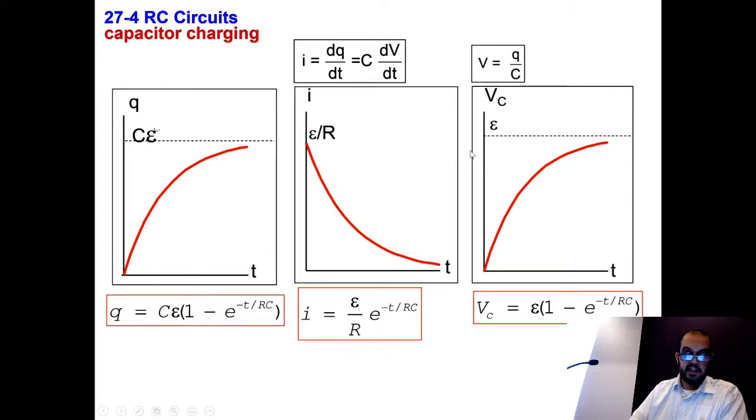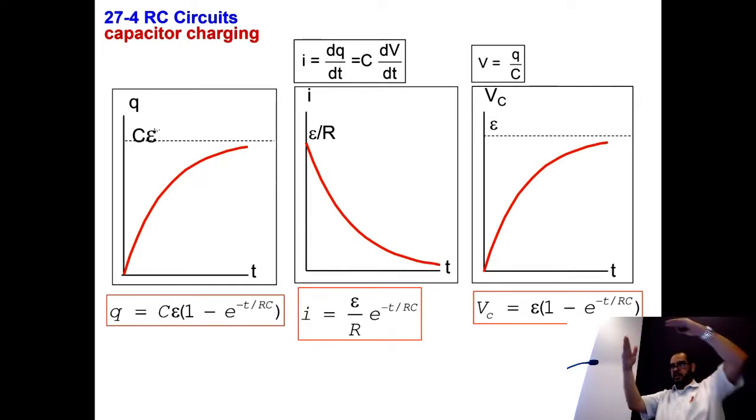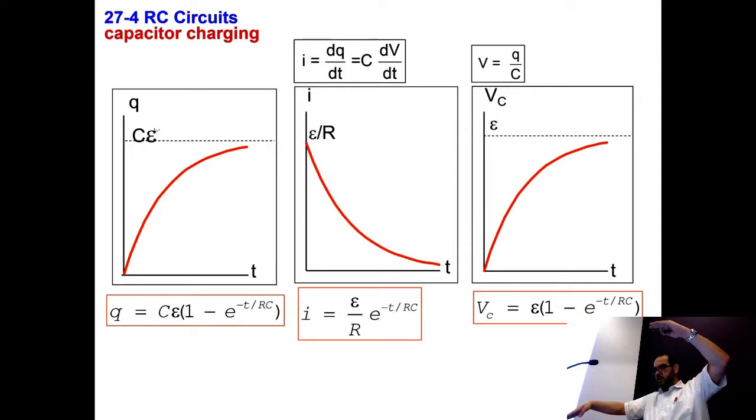The current is the derivative of the charge with respect to time, so you get an exponential decay. This is the only tricky part. The charge is increasing and the current is decreasing. It's kind of counterintuitive, because we know I is dq/dt, but verify that mathematically. If you take the derivative of this equation, you will get this equation. So the charge is increasing and the current is decreasing.